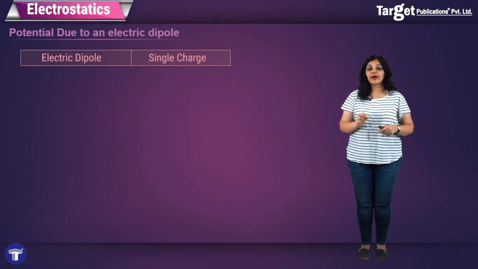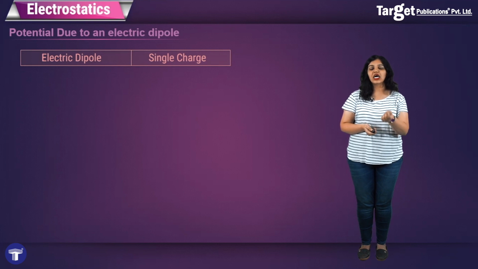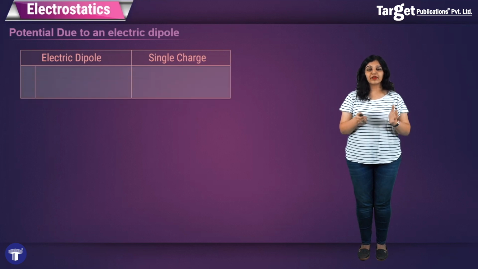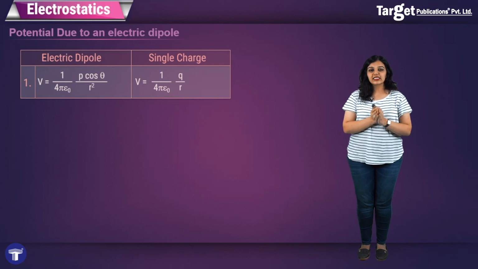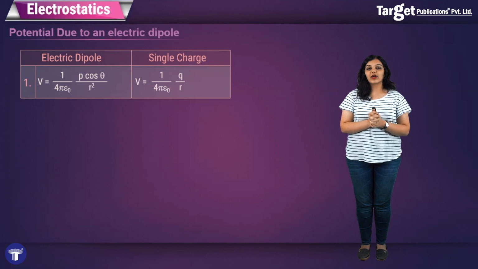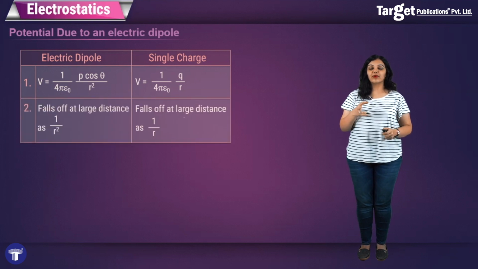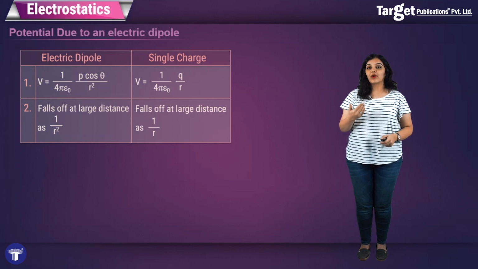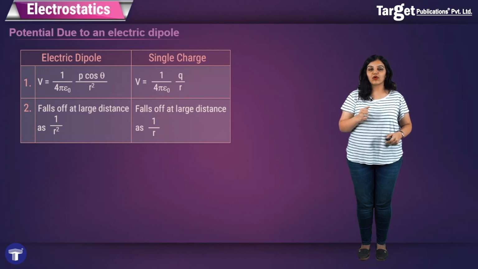Finally, what I want to do is compare the electric dipole versus a single charge. A single charge is just one charge. An electric dipole is 2 point charges separated by some distance. From the expressions that we have found, we can see very clearly that for the electric dipole, V was 1 upon 4 pi epsilon naught P cos theta upon r square. For a single charge it is just 1 upon 4 pi epsilon naught Q upon r. And so what we have noticed is that the electric dipole potential falls off at large distances as 1 upon r square, V is proportional to 1 upon r square, but for a single charge it is proportional to 1 upon r, and this is important to note.